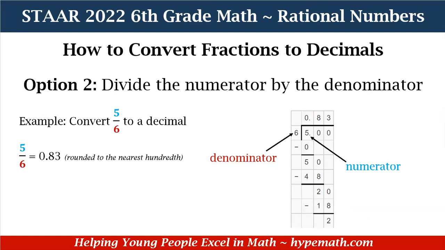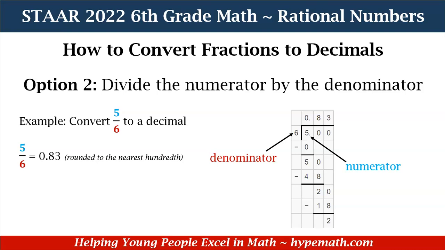Now let's look at the second option. If we don't have a 10, 100, or 1,000 in our denominator, we have to divide. So we're converting 5/6 to a decimal. The 6 will go on the outside of the house, and the 5 will go on the inside of the house. Since 6 cannot go into 5 evenly, we need to add a decimal point because we need to add some zeros. When we add that decimal on the inside of the house, we are going to put it at the top of the house, lining them straight together, okay?